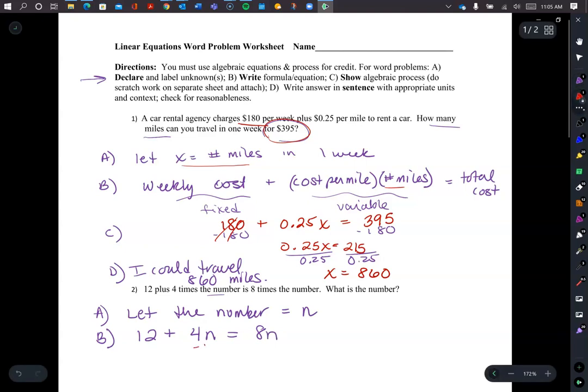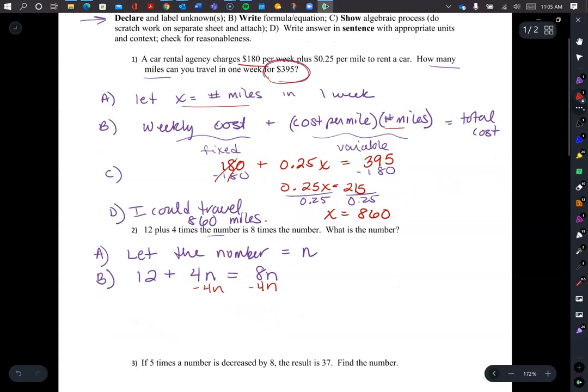And then go ahead and do your algebra. Just solve it out. So this would be part C, kind of following along here.